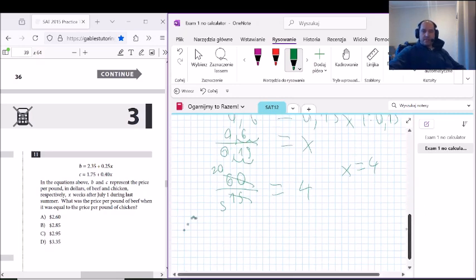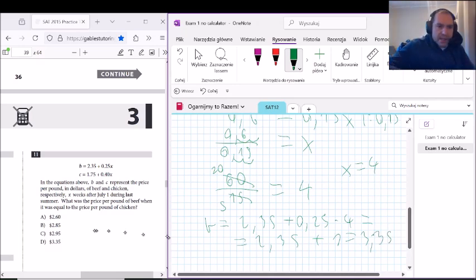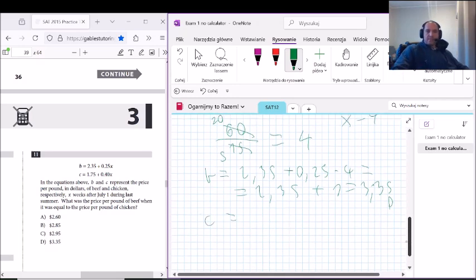And now we can calculate them. So for example, let's take beef. 2.35 plus 0.25 times 4. It is 2.35 plus 1, so it will be 3.35. So the answer is D. Of course, we can check. Yes, the price of chicken will be 1.75 plus 0.4 times 4. It is 1.75 plus 1.6. And if we sum this up, we get 3.35. So we see the same price.